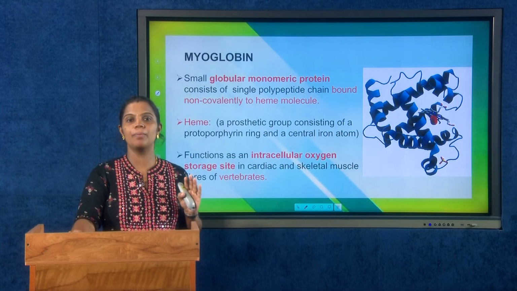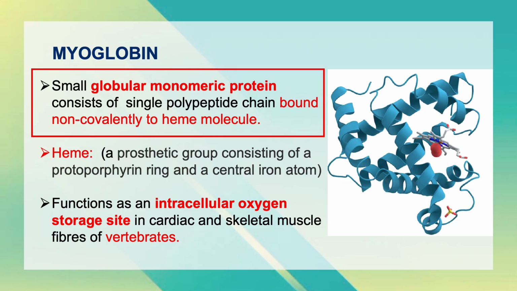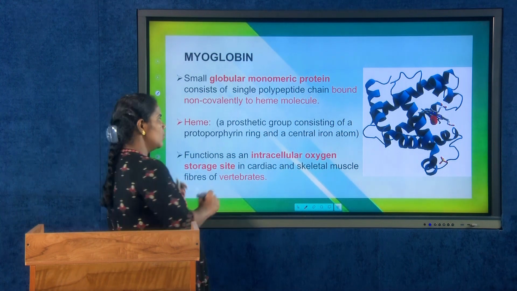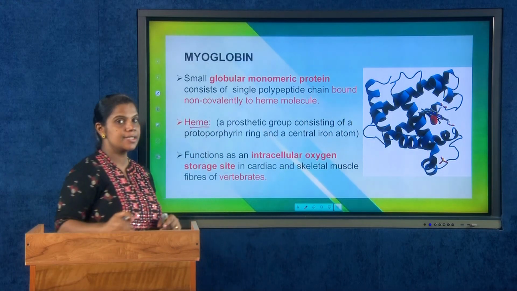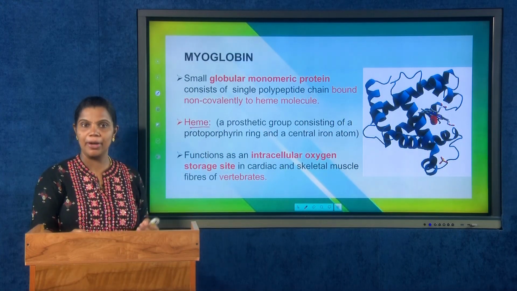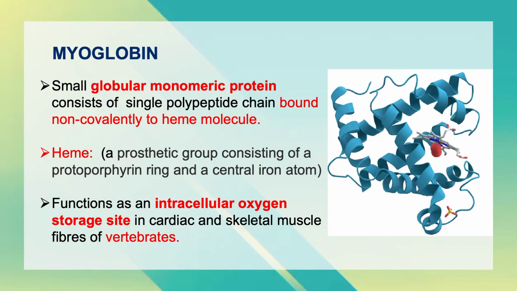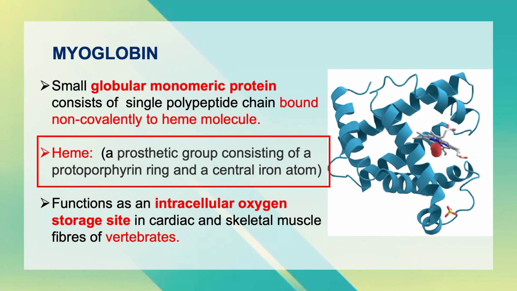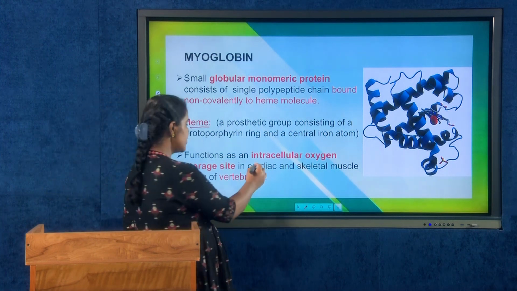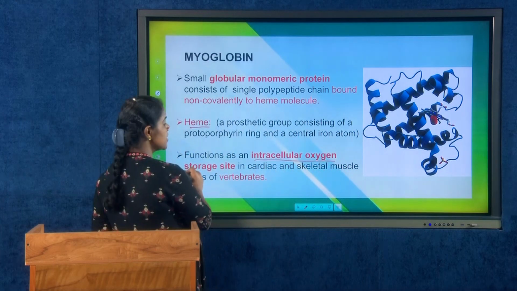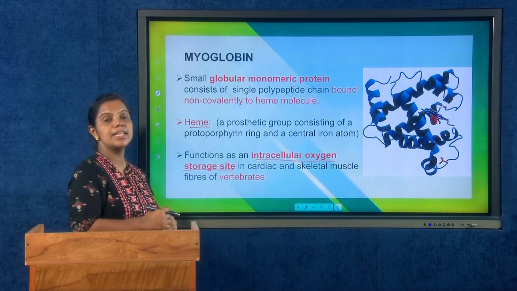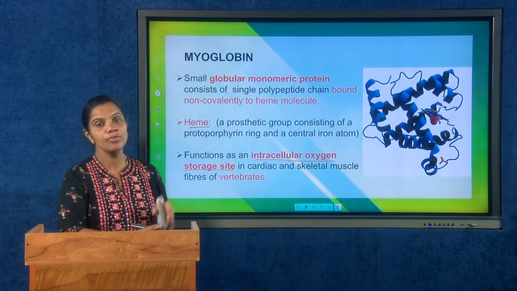We know that myoglobin is a small globular monomeric protein which consists of a single polypeptide chain bound to the heme molecule. We know what is heme molecule. It is the prosthetic group which is present in hemoglobin and myoglobin. It has a porphyrin ring system with iron 2 plus in the center. Or we can say it is the non-protein part of myoglobin. It functions as an intracellular oxygen storage site in cardiac and skeletal muscle fibers of vertebrates.